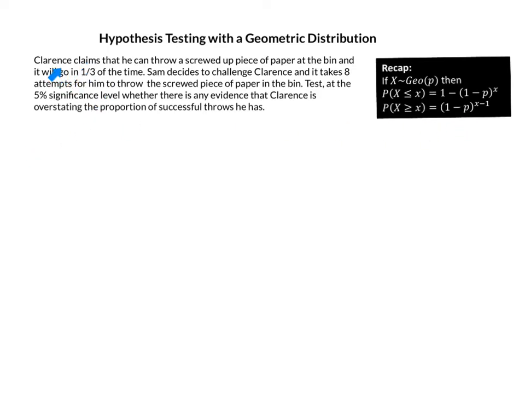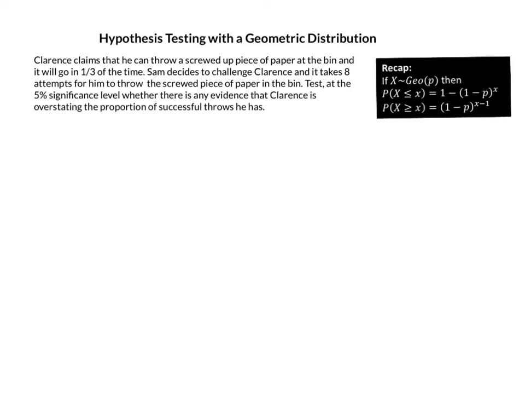Clarence likes throwing screwed up pieces of paper into the bin. He claims he can throw one at the bin and he will get it in a third of the time. Sam's a bit unsure. He says, well, I challenge you, Clarence, prove it. But Clarence takes 8 attempts, which seems a bit more than it should. Is it enough, though, to doubt him? So we're going to test it at the 5% significance level.